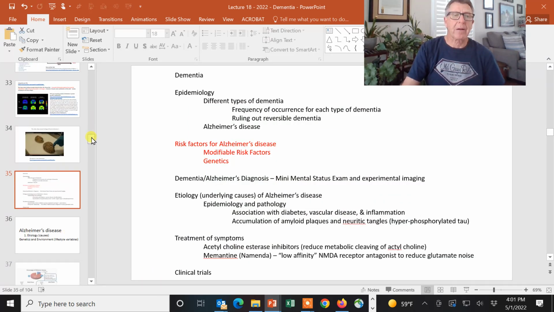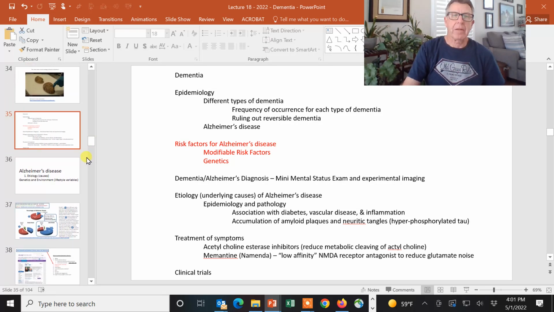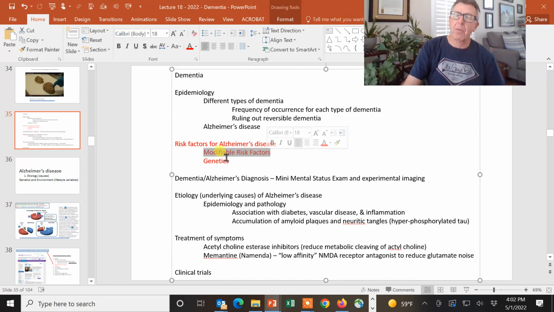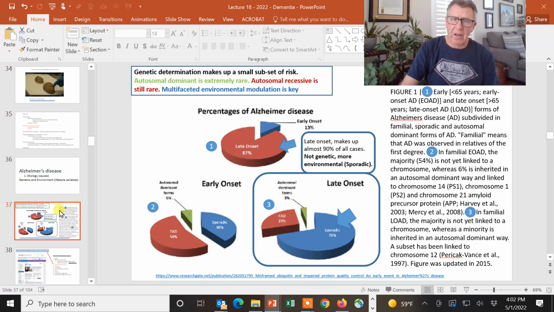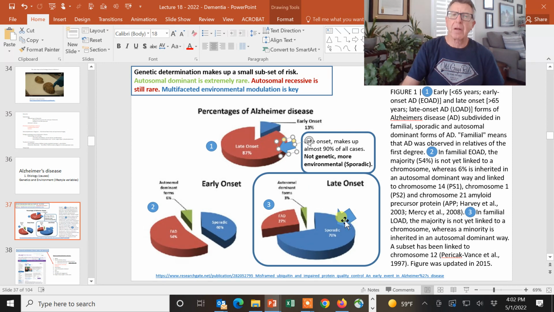We can then talk about the different risk factors. Just like everything else we've talked about in this class, there's the modifiable risk factors, and then there's the genetics. So we're going to get into this etiology, genetics and environment. This is something we already discussed. Again, late onset is predominantly sporadic, so there's maybe something that we can modify. These are the ApoE. It's a risk.